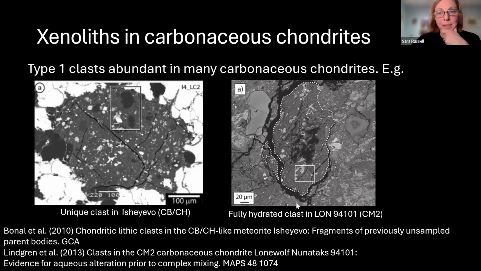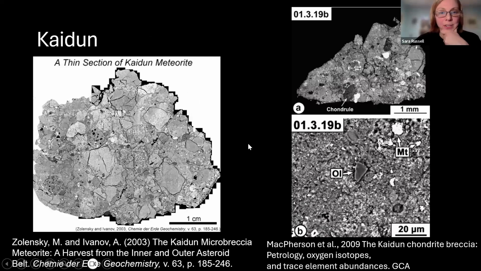On the right is a clast in CM2 meteorites. So in CM2 meteorites, the type 1 clasts are usually CM1-like. And then special shout out to Kaidun. So Kaidun is a kind of a trash can of a meteorite. It is a mixture of carbonaceous and enstatite-like material. But it has all sorts of clasts in there, including several type 1 clasts. It has CI-like material, it has CR1-like material, also CM1-like material, all mixed together.